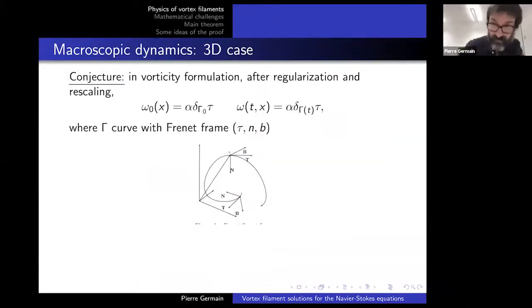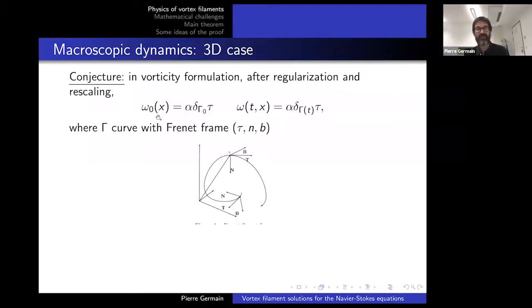Now in 3D, the situation is more complicated and very poorly understood. So here is essentially the conjecture. Suppose initially the vorticity is concentrated along a curve gamma naught. So delta gamma naught means surface measure carried by the smooth curve gamma naught. Alpha is the strength, so it's just a real number. And tau is the unit vector which is tangent to the curve gamma naught, because the vorticity is a vector. So it's supported on this curve, on this filament, and it has a direction which is always tangential to the filament. And that's needed if you want omega to be divergence-free.